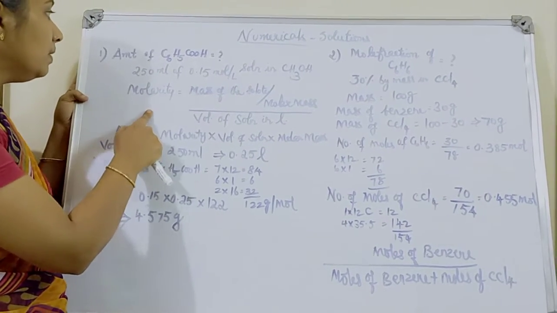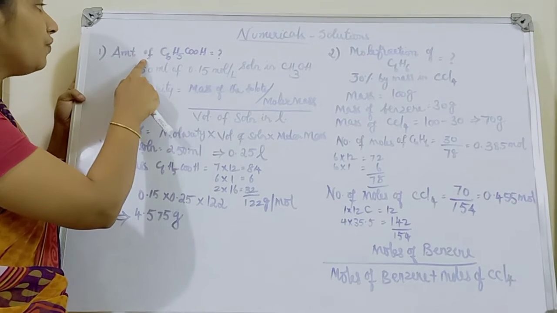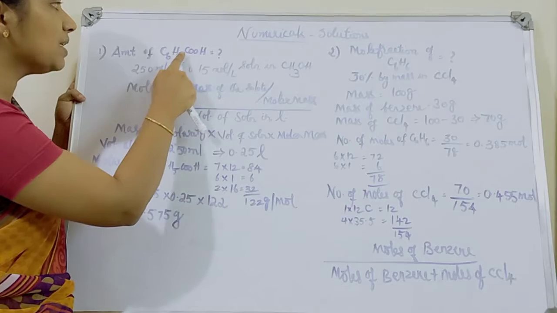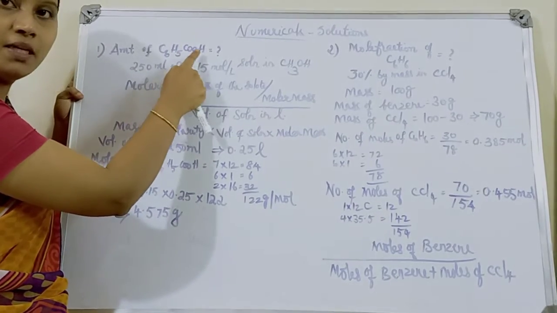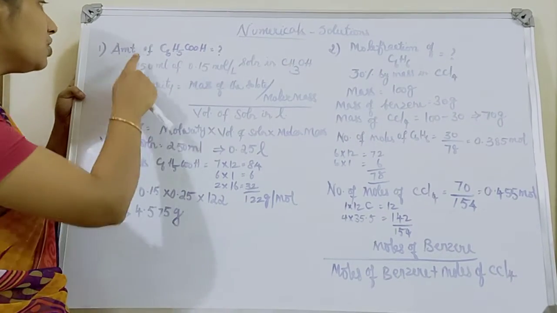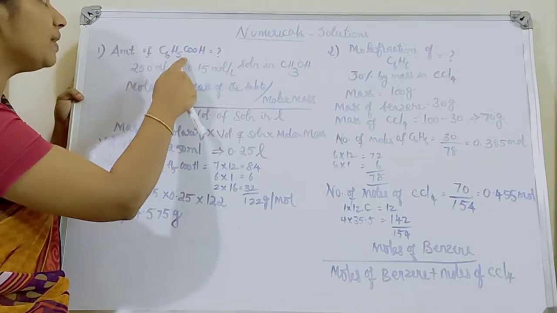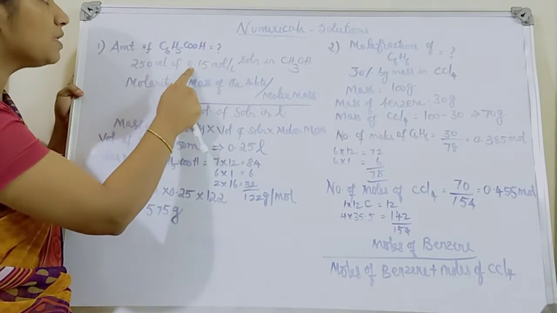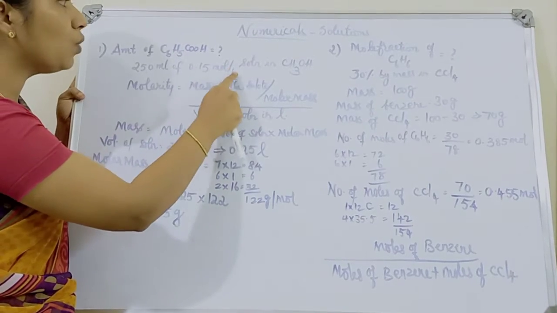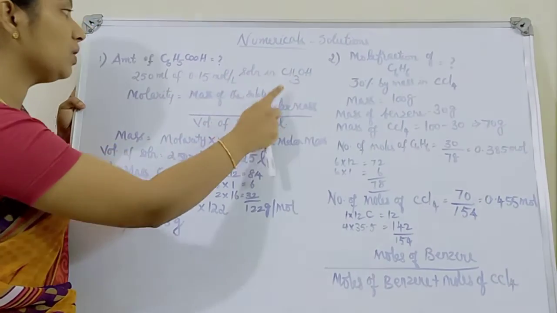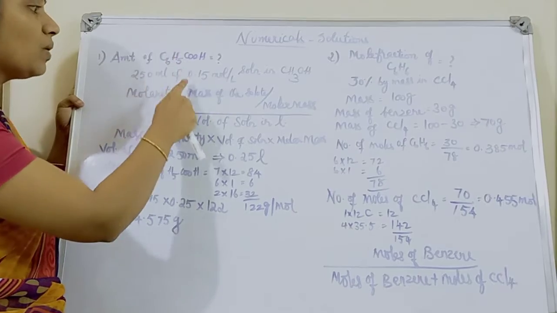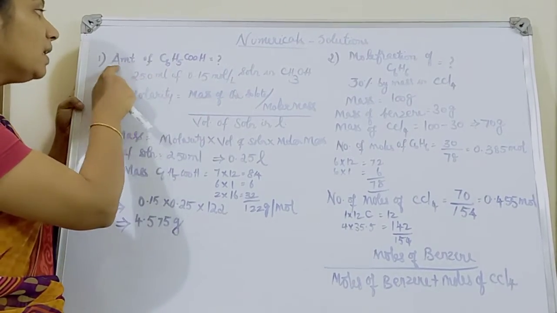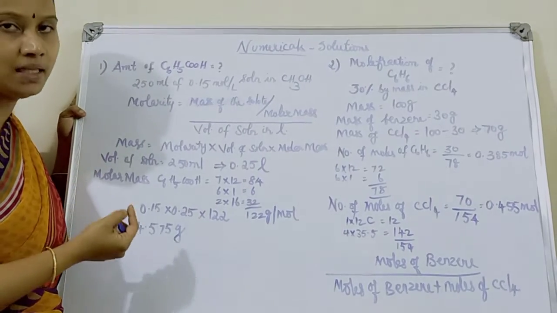Problem number 1. They have asked us to find the amount of benzoic acid, that is C6H5COOH. They have asked us to calculate how much amount of benzoic acid will be present if 250 ml of it is prepared in 0.15 mole per liter of solution in methanol. So my solute is benzoic acid and my solution is methanol here. I have to calculate the amount.